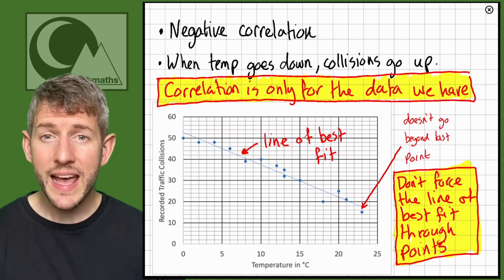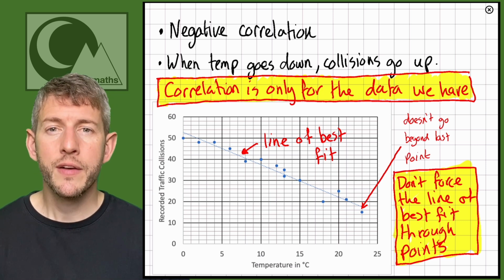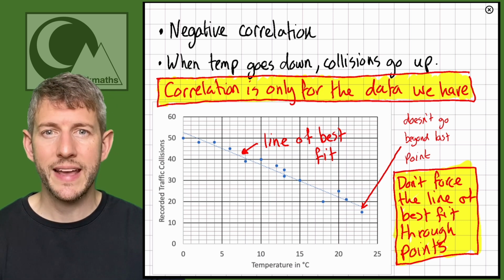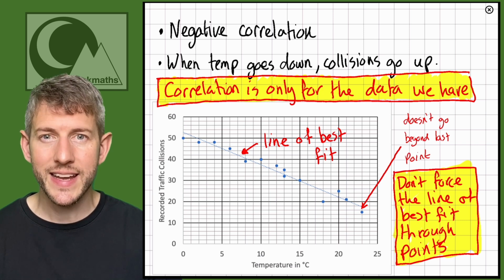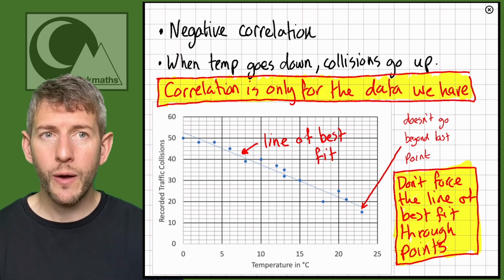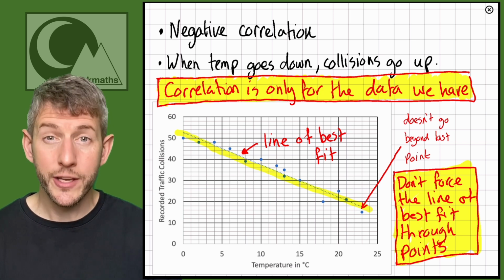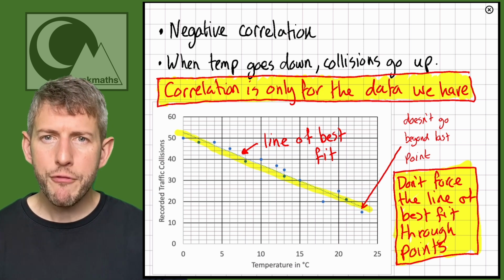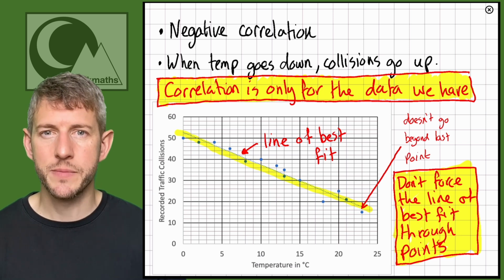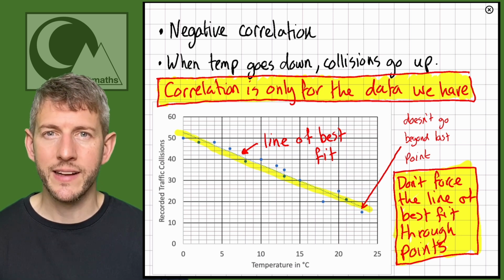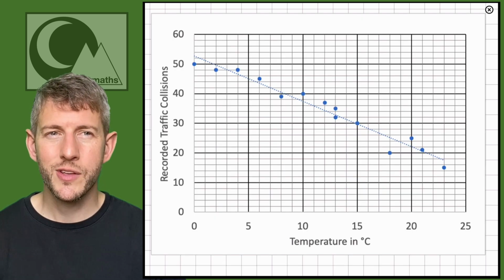So, making estimates from a scatter graph. The reason why this is called making estimates is because we're going to take data about, in this case, traffic collisions and temperature from our line of best fit, and we're going to ignore the actual points. So everything that we now do is an estimate because it's only linked to the line of best fit. So let's have a look here.